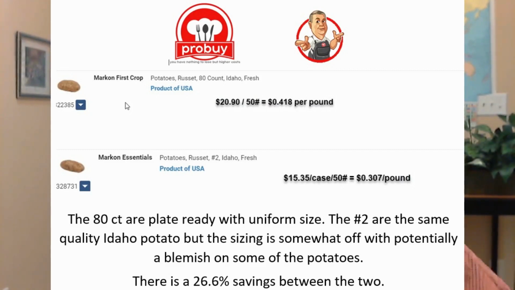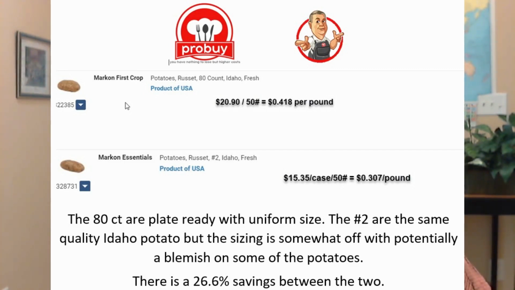Marcon is one of the largest produce cooperatives in the country. All the major players that don't actually buy their own fields use Marcon. Their quality control is just untouchable. And if you notice, the top 80 count says Marcon First Crop. What that means is that's the creme de la creme. You're buying the best product that they have.